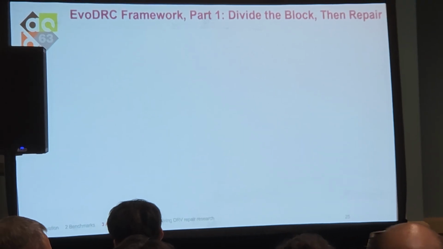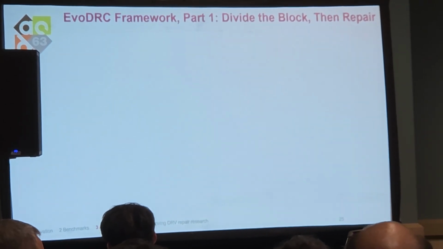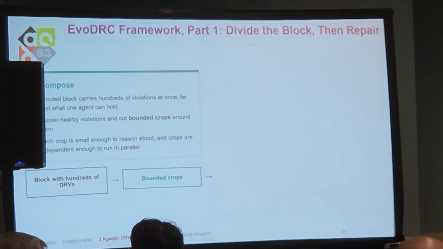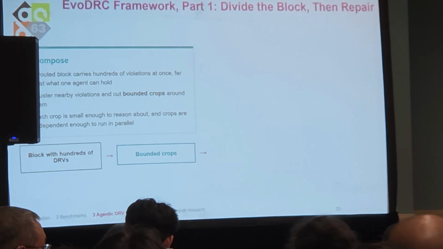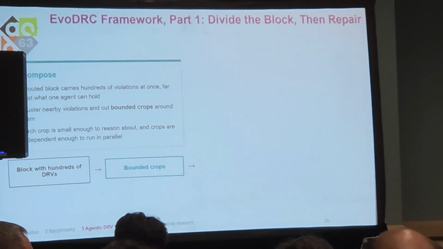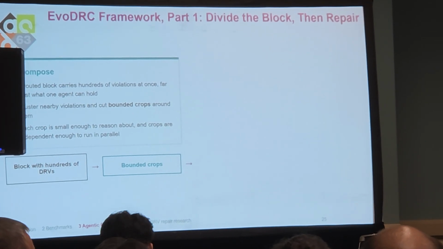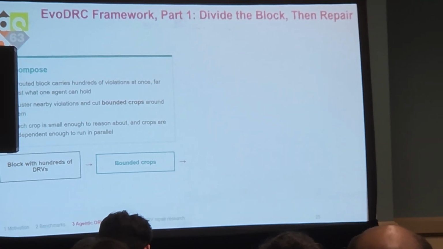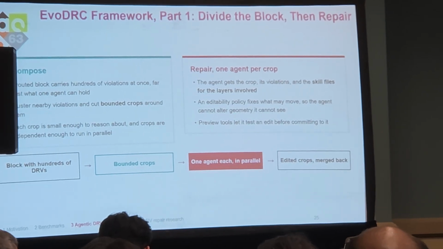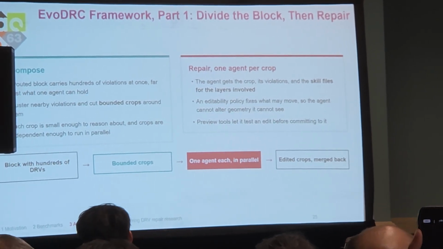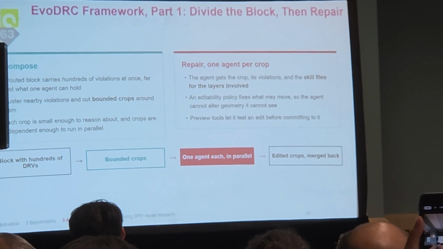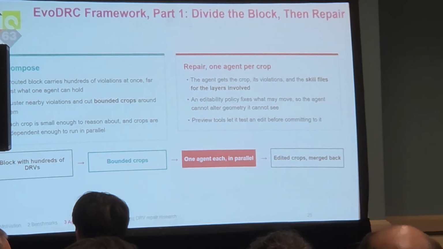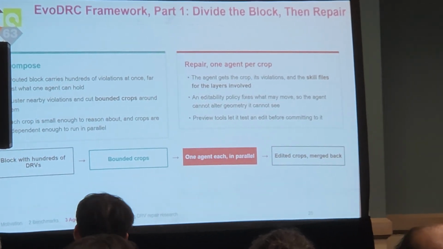So Evo DRC itself has two parts. The first part is to decompose the block. A full routed block has too many violations, and it cannot possibly fit within an agent context. So nearby violations are clustered into bounded crops. Each crop is small enough for an agent to reason about and independent enough to run repair iterations in parallel. One agent repairs each crop using the relevant skill files and edits the skill files based on its interaction with that particular crop. The edited crops are then finally merged back into a full layout.